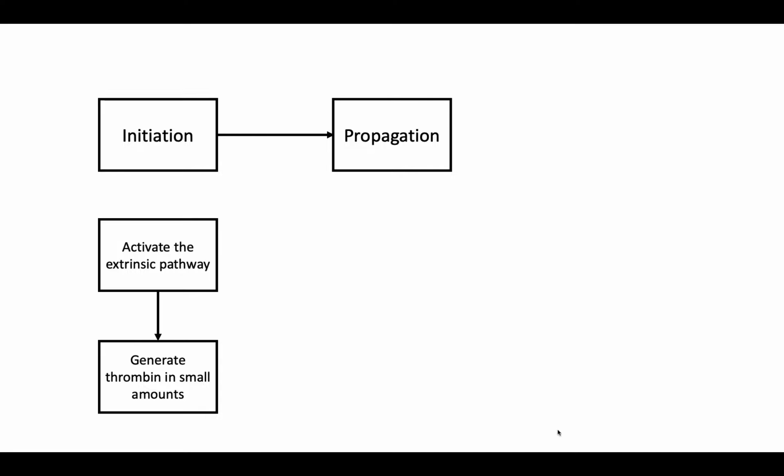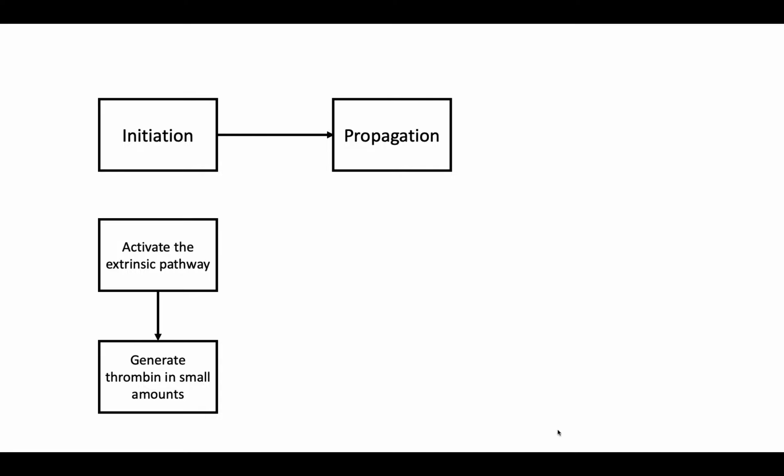Let's focus now on clot initiation. In order to initiate clot formation, you need to first activate the extrinsic pathway. Activating the extrinsic pathway allows you to generate thrombin in small amounts. This ends the process of initiation and leads to the next step of propagation.